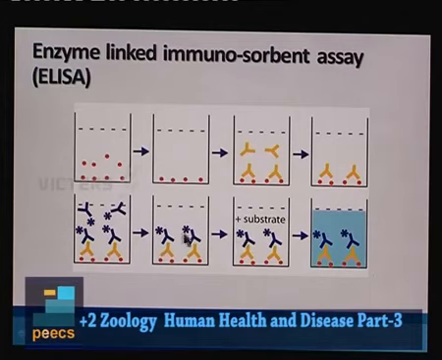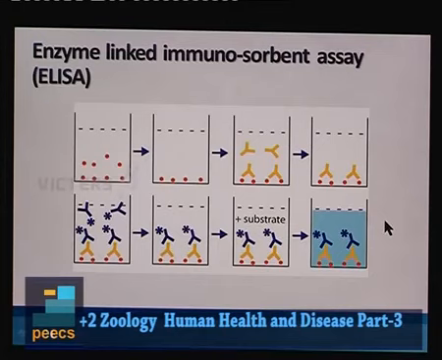So, after this finally we are adding a substrate or chromatogen. It is chromatogen because it is a color developing substance. This substance will develop color in the presence of enzyme. If there is enzyme, this substrate or chromatogen will turn into a purple color. Okay. So, it is very easy.